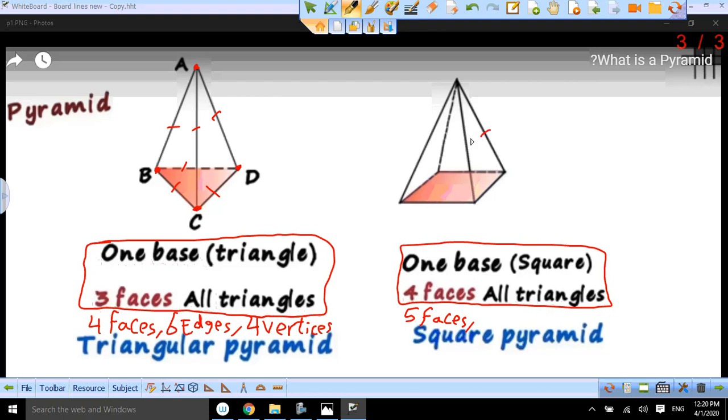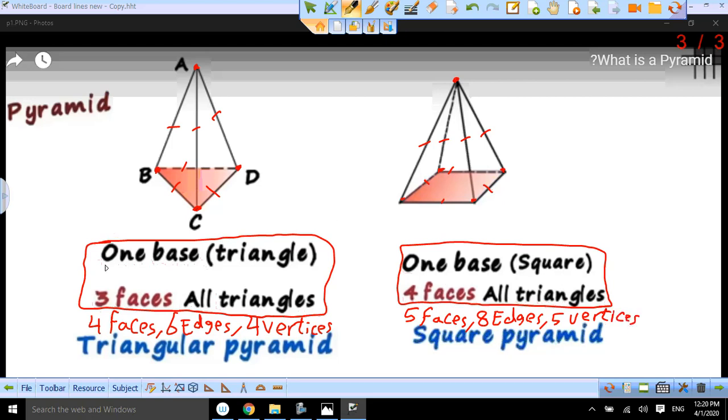Count the number of edges, 1, 2, 3, 4, 5, 6, 7, 8. It has 8 edges. The number of vertices, 1, 2, 3, 4, 5. It has 5 vertices.